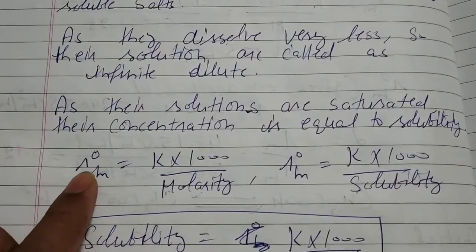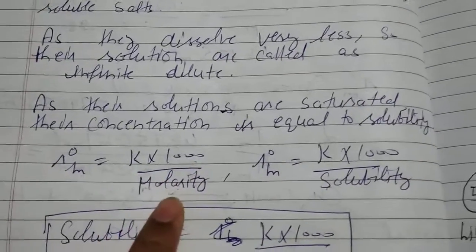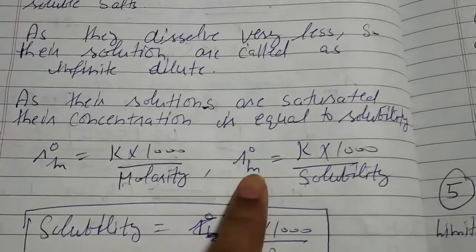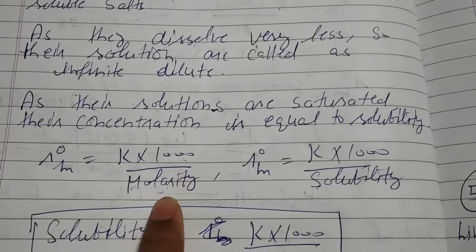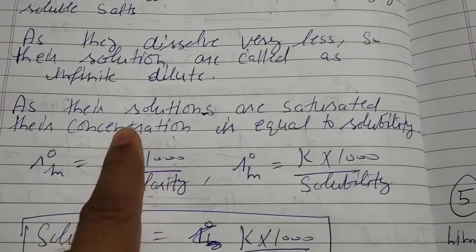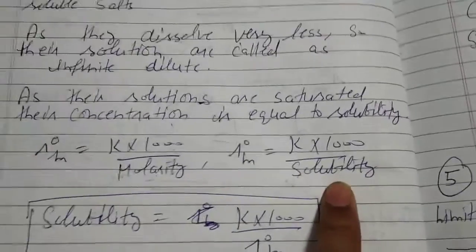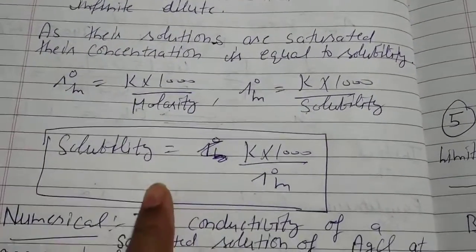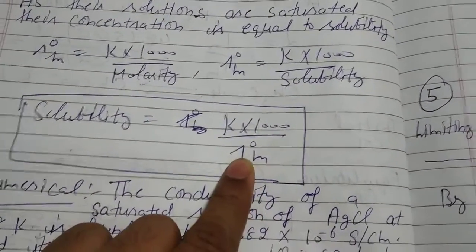So we know that lambda naught m is equal to kappa into 1000 by molarity. This is the molar conductivity at infinite dilution. Okay, so lambda naught m is equal to kappa into 1000 by solubility. I already told that molarity is a concentration, so molarity can be considered as the solubility. So we can consider molarity as solubility, okay, when their concentration does not change in a saturated solution. So how will we calculate solubility? Kappa into 1000 by limiting molar conductivity.